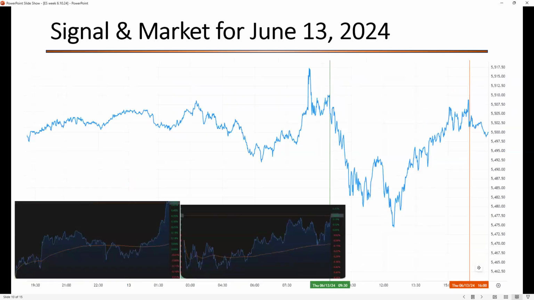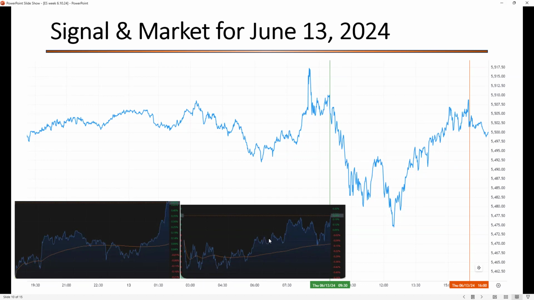So on Thursday, June 13th, TradingView switched over to the September contracts, which is why you see a difference in price. So the difference is about 65 points between the two contracts. Sunshine Signal, however, is still providing ESM, or the June contracts. Again, the difference between the two is 65 points.